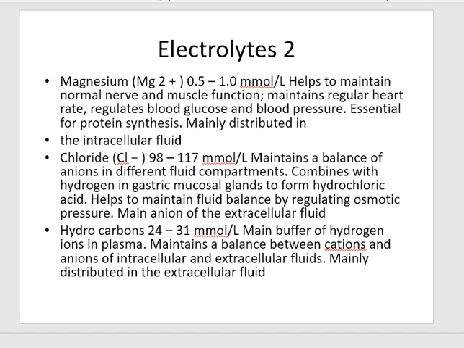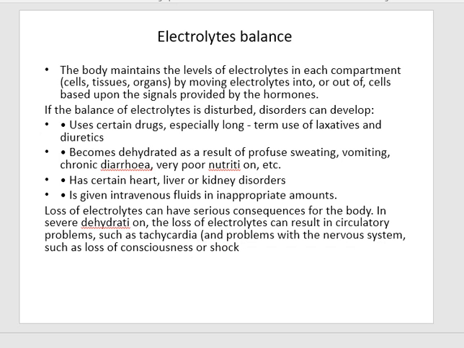Bicarbonate is 24 to 31 millimole. It is the main buffer of hydrogen ions in the plasma and maintains a balance between cations and anions of intracellular and extracellular fluid, mainly distributed in the extracellular fluid.